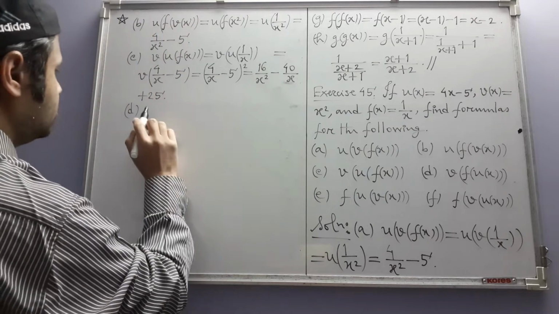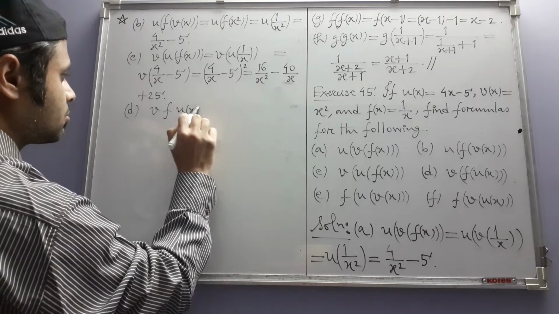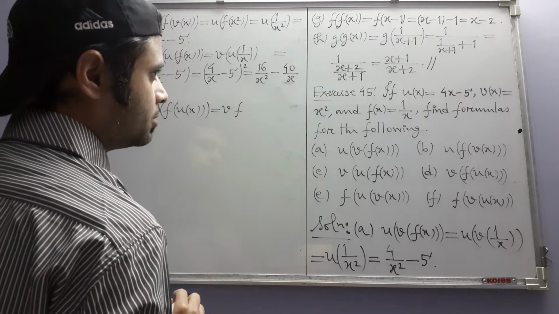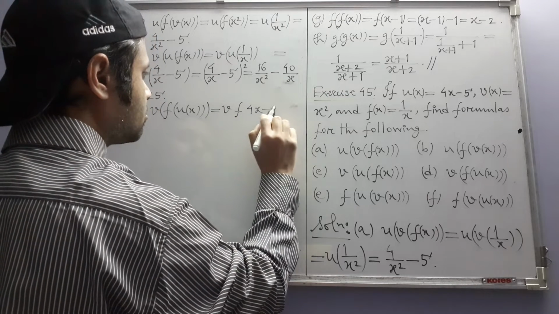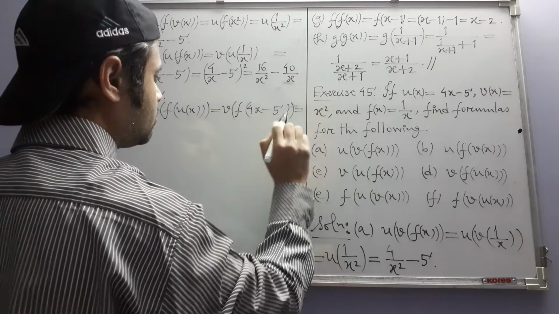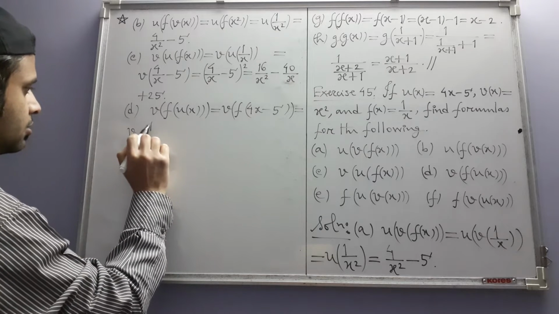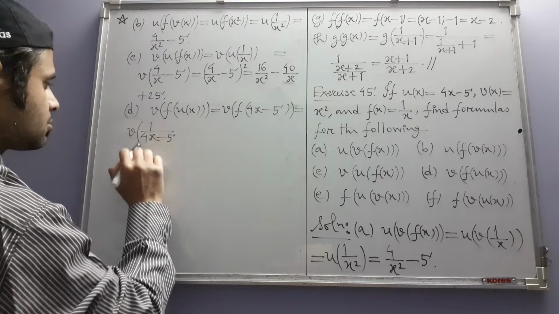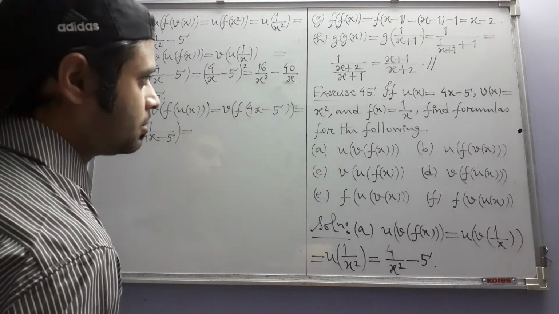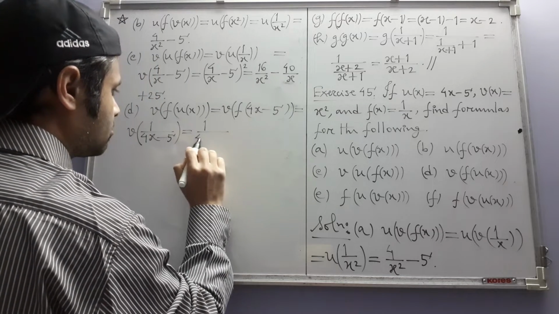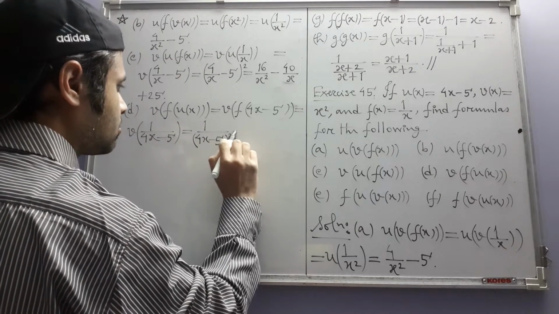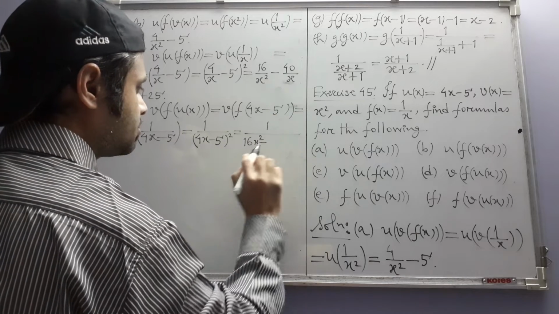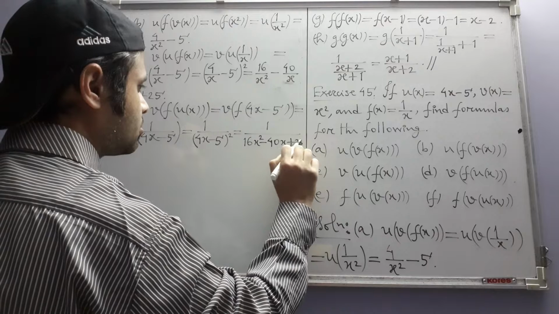Then D, v f u. Okay, u is 4x minus 5. And f is taking its reciprocal, that is 1 over 4x minus 5, and v is taking square. Sixteen x square minus 40x plus 25.